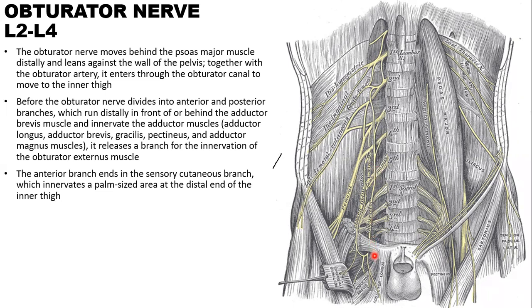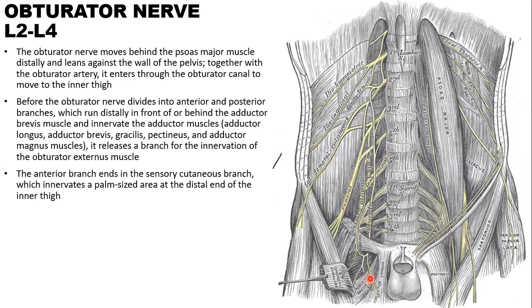So when the obturator nerve moves to the medial thigh, it will divide into the anterior and posterior branches, which run distally in front of or behind the adductor brevis muscle. That muscle there is the adductor brevis muscle. If you want to identify the adductor brevis muscle, just look at the nerve that will appear on the anterior aspect of it. That nerve will be the anterior division. The posterior division, you cannot see it because it's posterior to the adductor brevis.